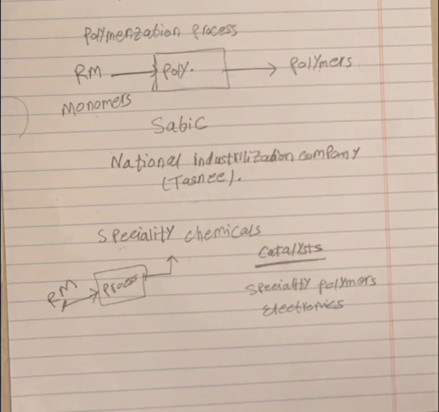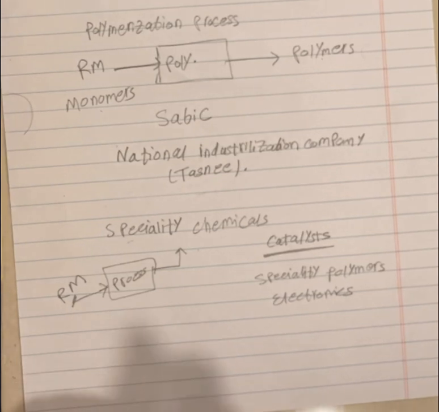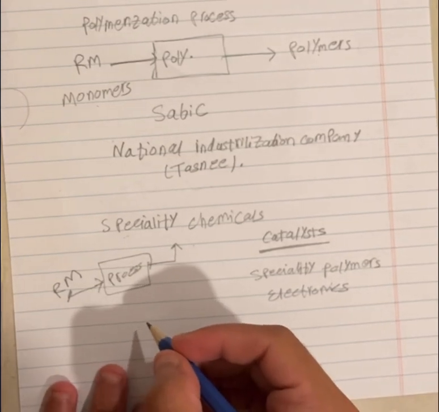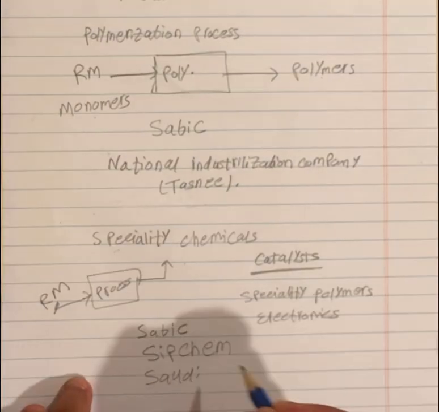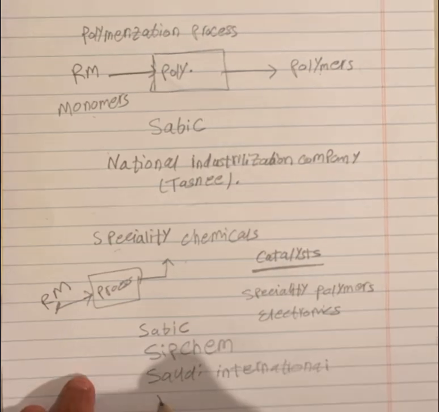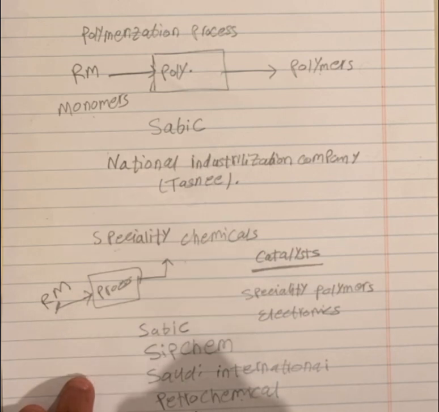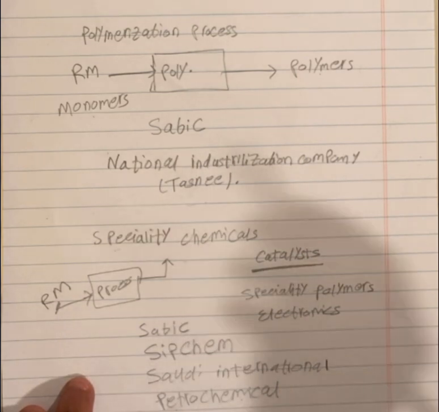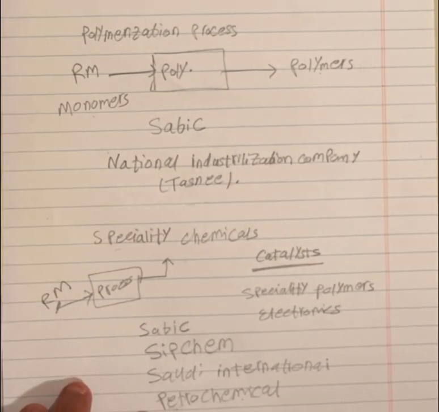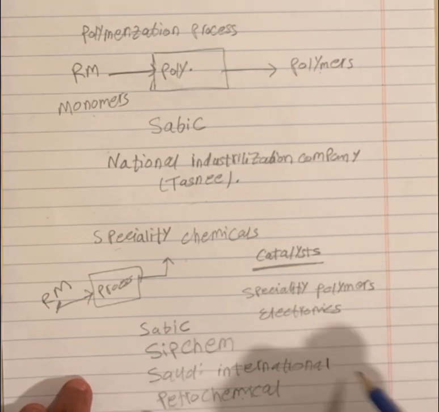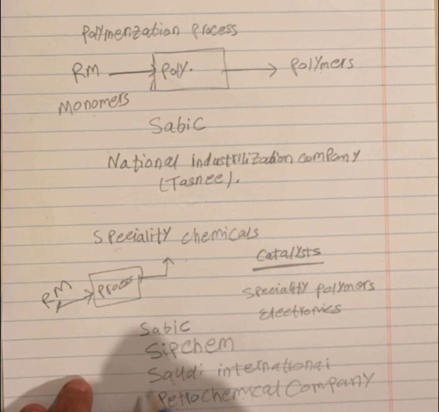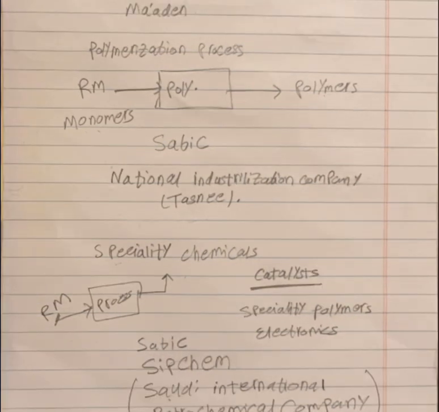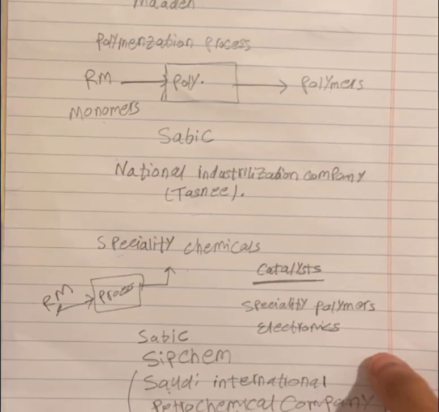The company responsible for production of specialty chemicals is Saudi International Petrochemical. Of course, because the name of the company includes petrochemicals, we are expecting that they also produce petrochemicals. Saudi International Petrochemical Company, shortened as SIPCHEM. All of these industrial processes I mentioned are the zero step.